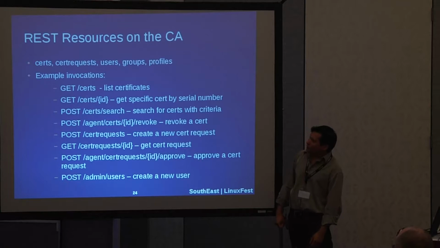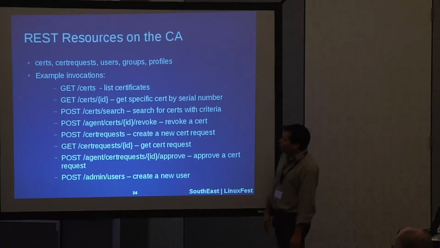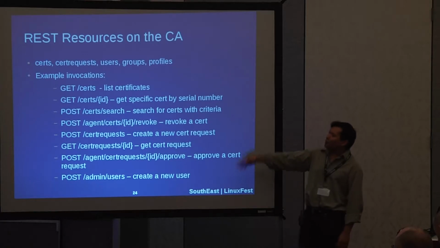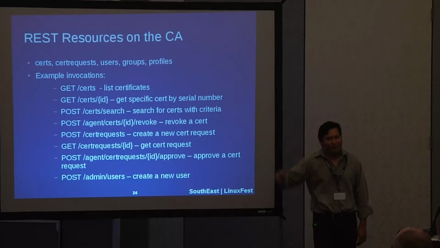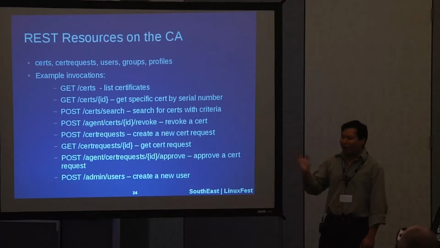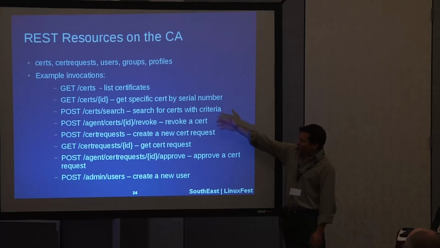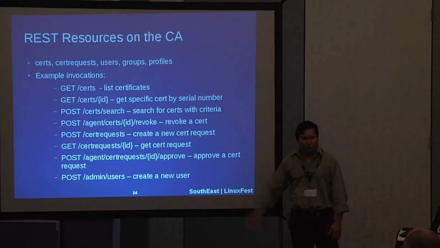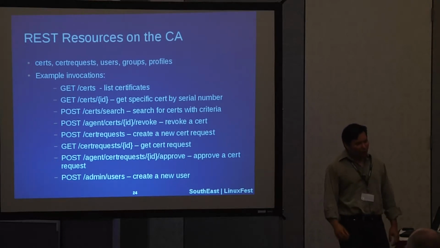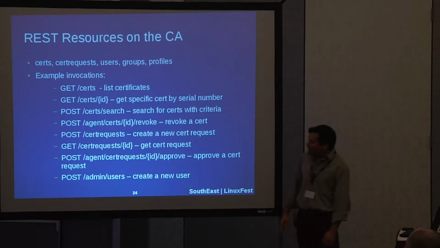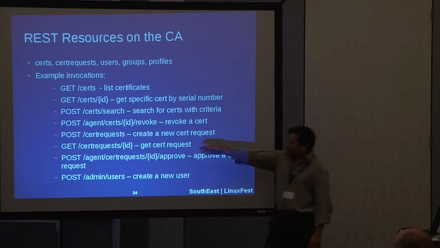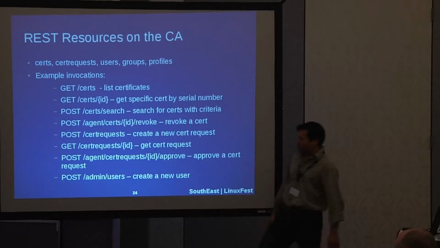So if you want to list all your certificates, for example, you do a get on /certs. If you want to get a specific cert, you do a get on /cert/ID, where ID is one of the various IDs that are available. You can do a post to /cert/certs. In this case, it's a post because there are multiple different ways that you can search. If you want to create a new cert request, you do a post on /cert requests.